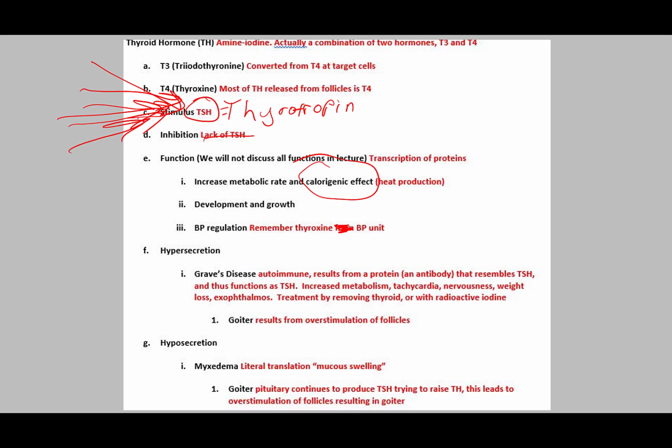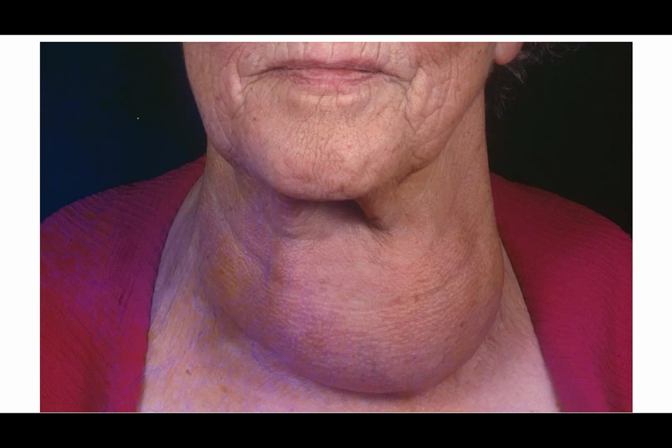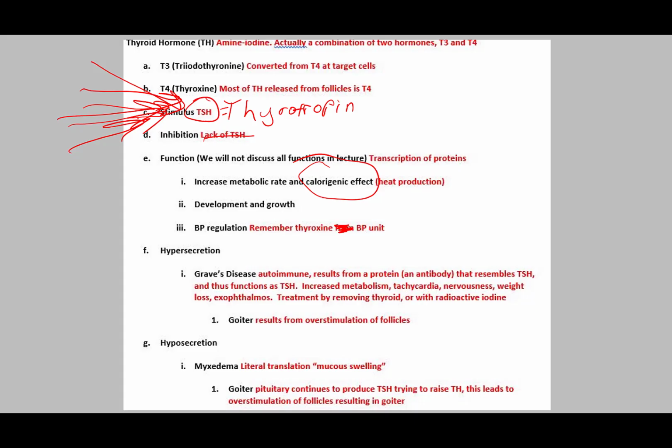We are overstimulating the thyroid gland. What happens if you overstimulate the thyroid gland? You get a goiter. It doesn't matter why you're overstimulating the thyroid gland, and it doesn't matter if the thyroid gland is releasing T3, T4. If you are overstimulating it, it is going to start to swell and cause a goiter. So you could have a goiter from hypersecretion, as in the case of Graves' disease, or hyposecretion. Either way.